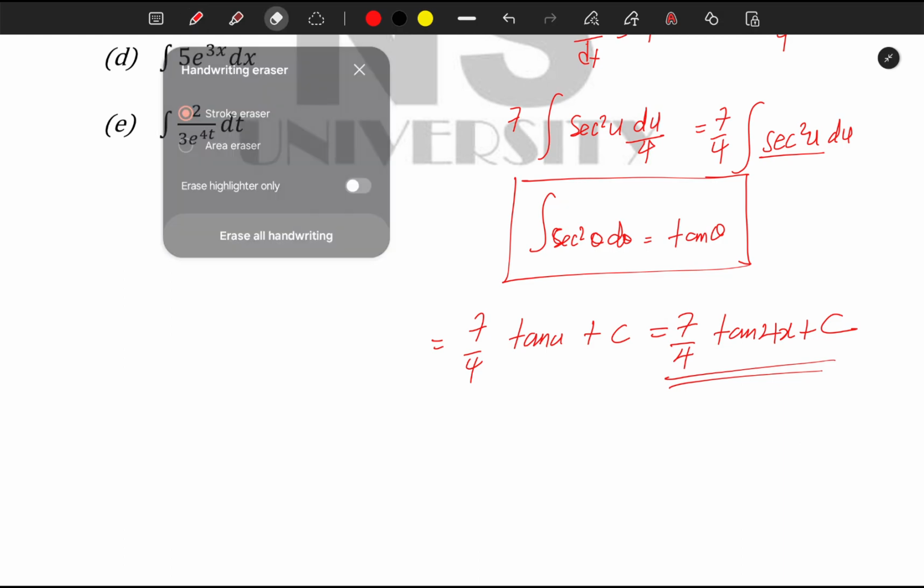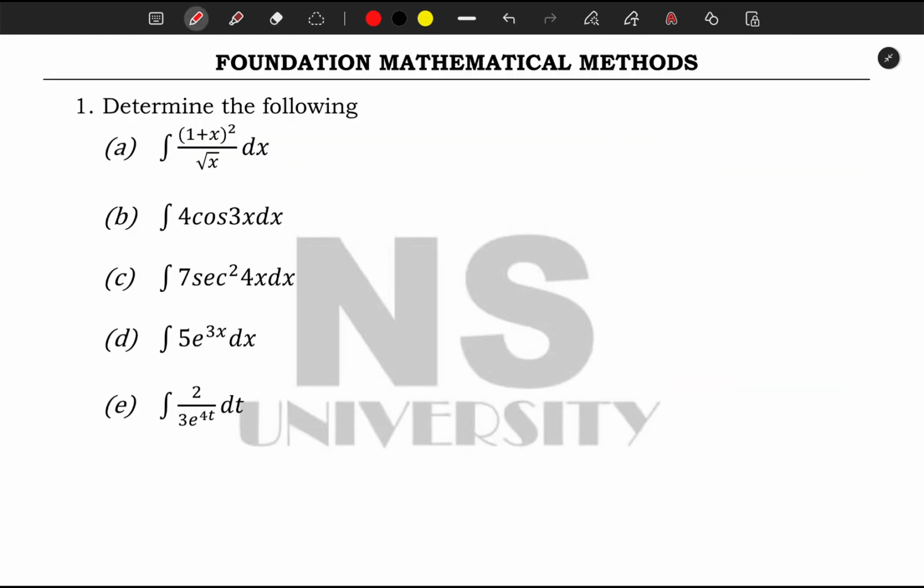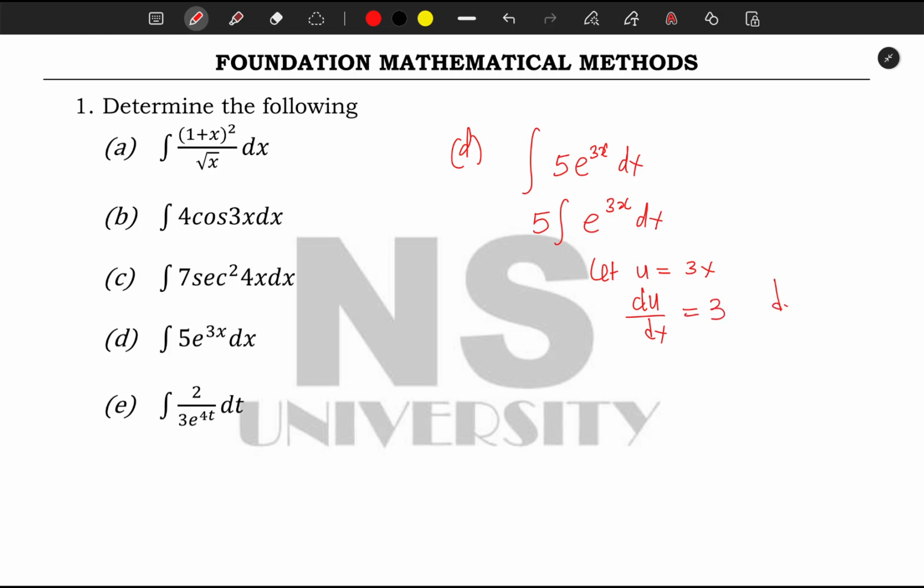We move to the next one, which is D. D is the integral of 5 e to the power 3x dx. So how do we deal with this one? 5 is a constant. Take it out. Remains e power 3x dx. What you do is say let u be equal to 3x. Then you define du with respect to x. This will give you 3. Then dx is just du over 3.